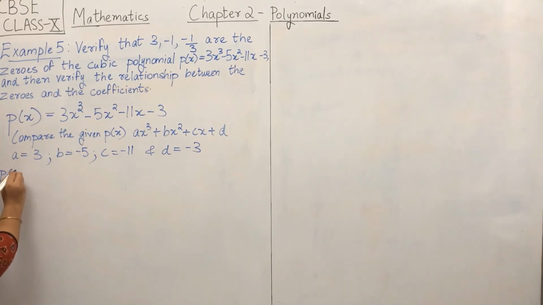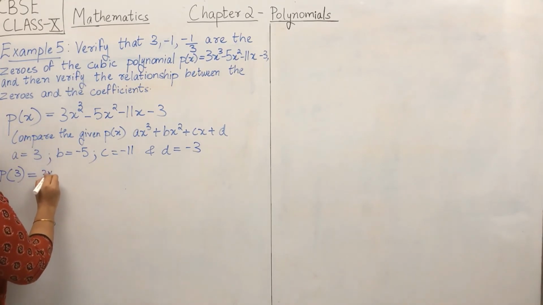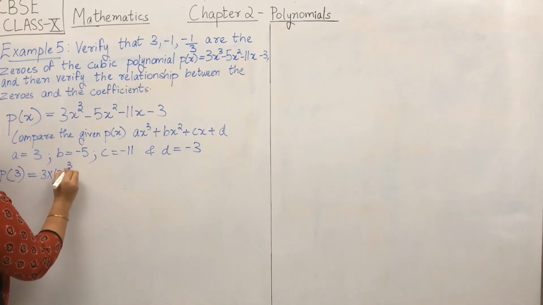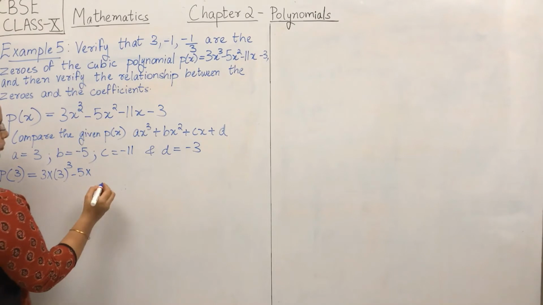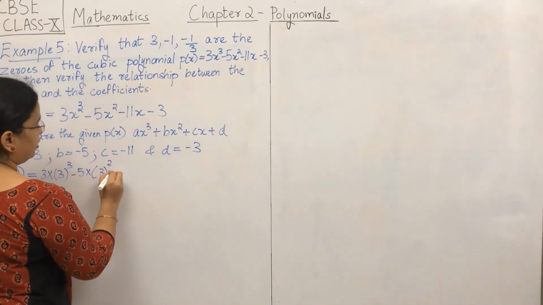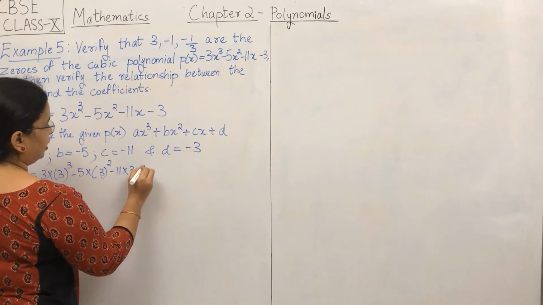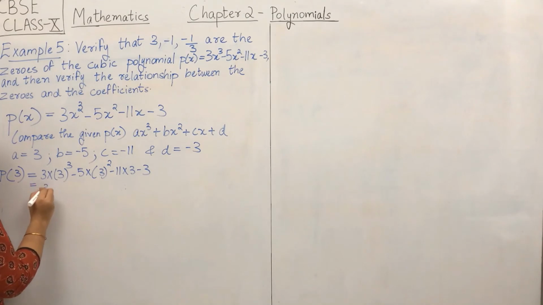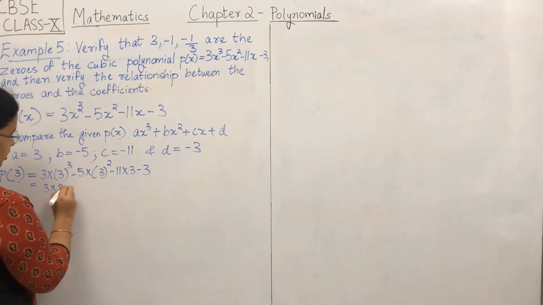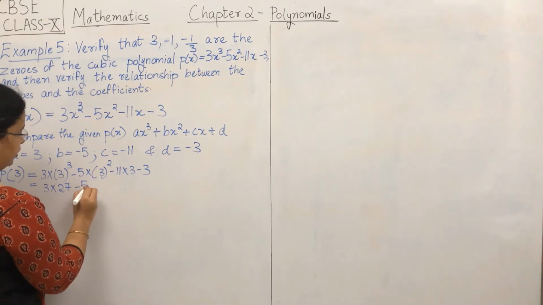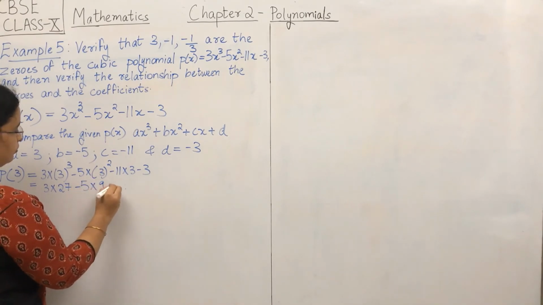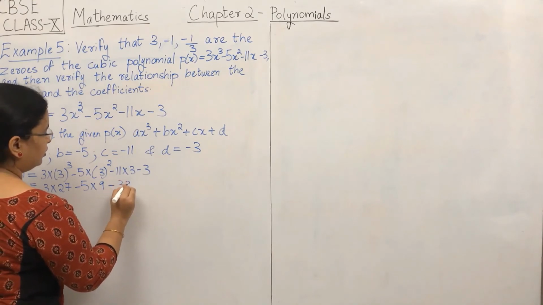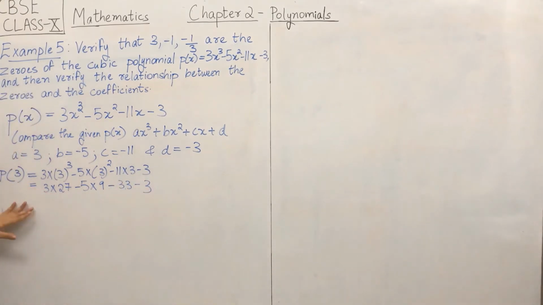P of 3. Replacing x by 3: 3 into 3 cube minus 5 into 3 square minus 11 into 3 minus 3. Right? 3 into 3 cube, 3 into 27, minus 5 into 3 square, that is 9, minus 33 minus 3. Right? Now 27 into 3.